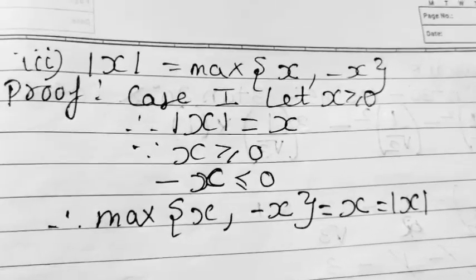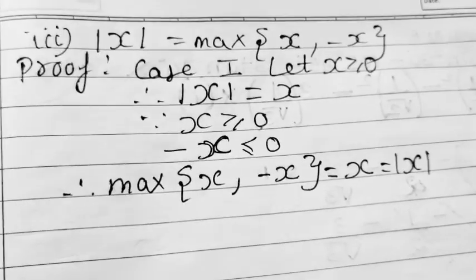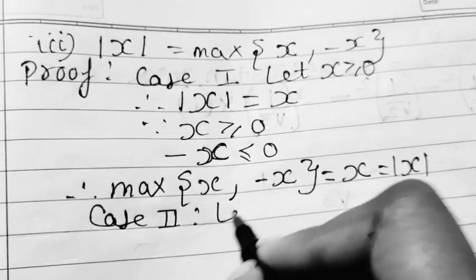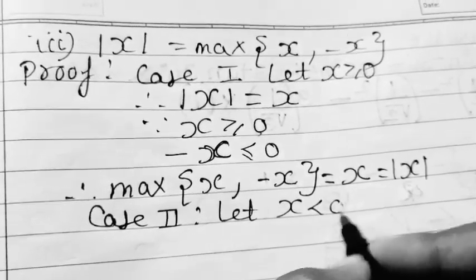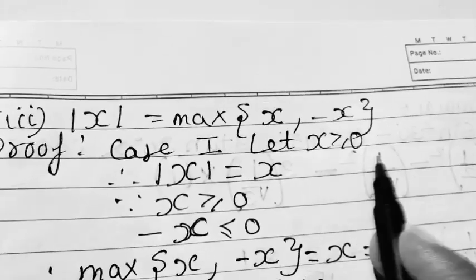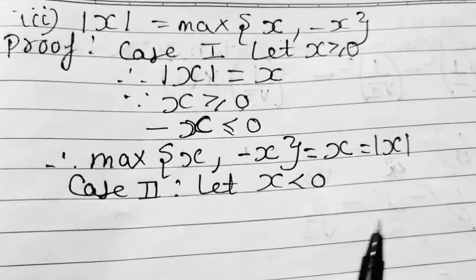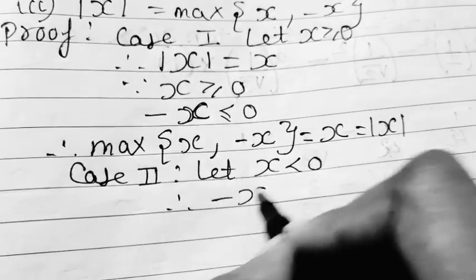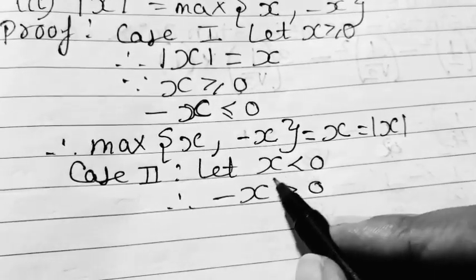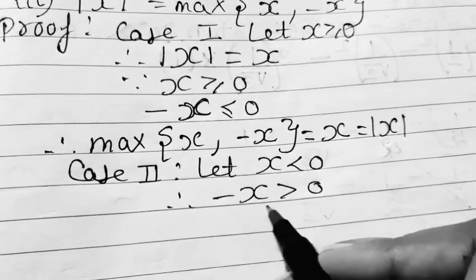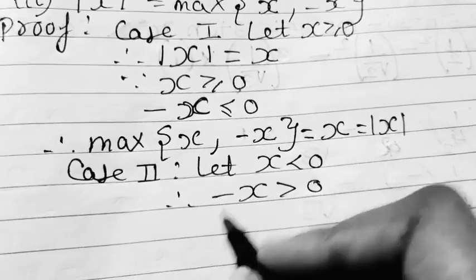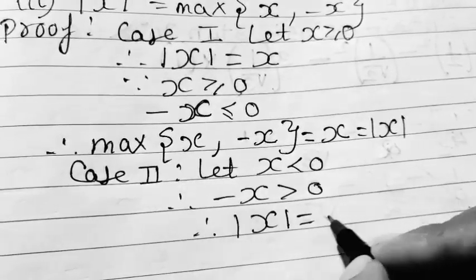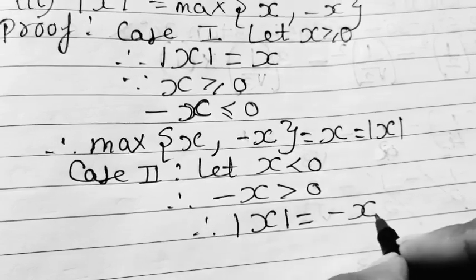Okay. So now let me take case 2. For case 2, let x be less than 0. I have taken x greater than or equal to 0, and in the same way take x less than 0. So therefore minus x will be greater than 0. If this positive x is less than 0, your negative x will be greater than 0. So therefore what will be the modulus of x? Here what is the condition? It will be minus x.